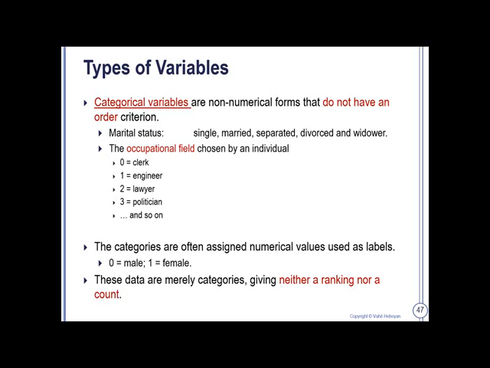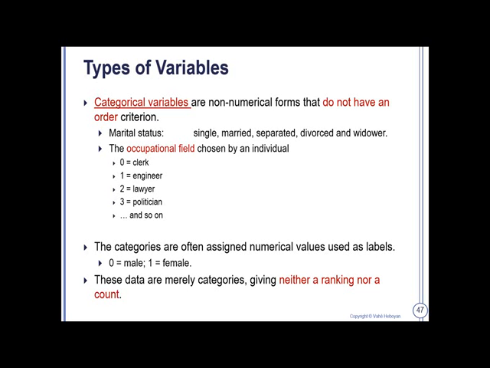Occupational field: someone can be a clerk, an engineer, a lawyer, a politician, an economist, and so on and so on. So again, these are occupations. All we are trying to do is categorize individuals into certain occupational fields. As you can see, all of these are qualitative variables. But in order for us to conduct quantitative analysis, we need to assign numeric values to them.